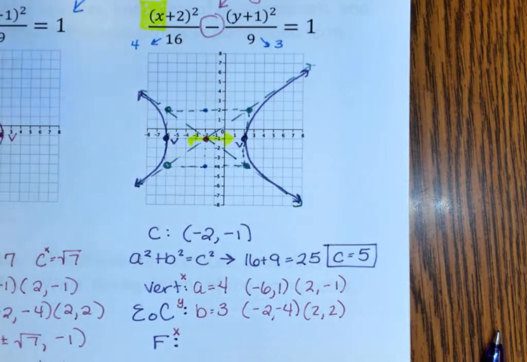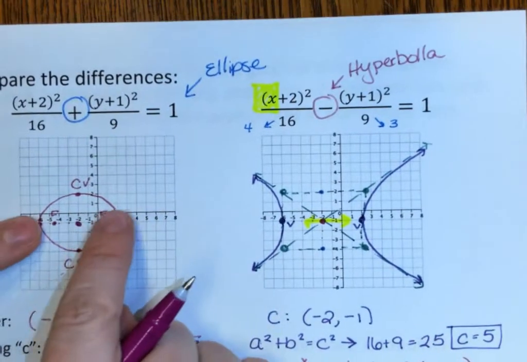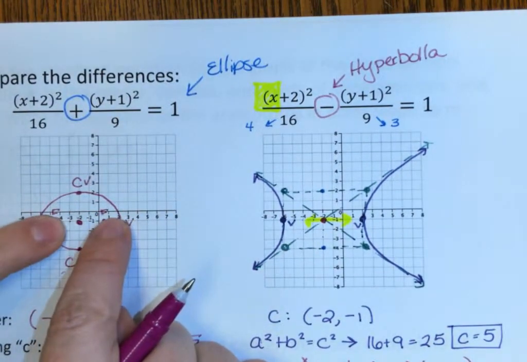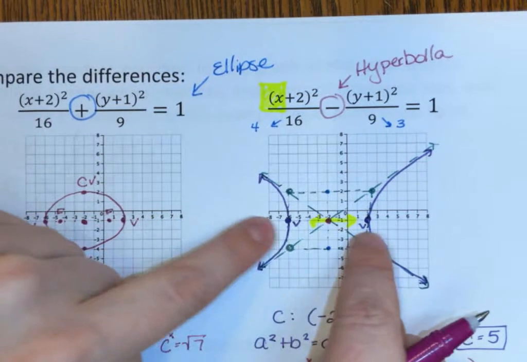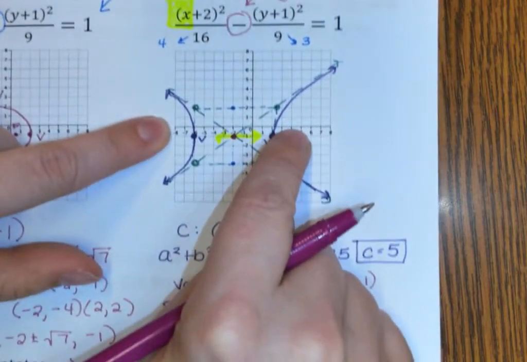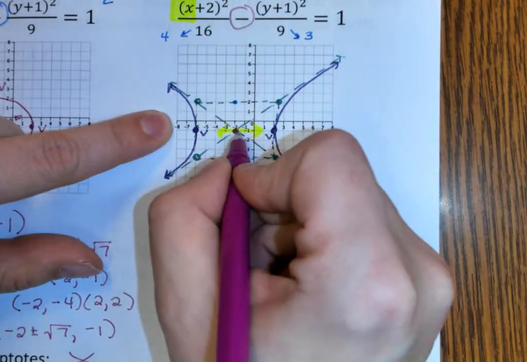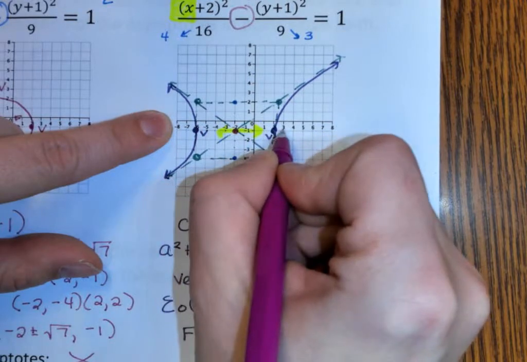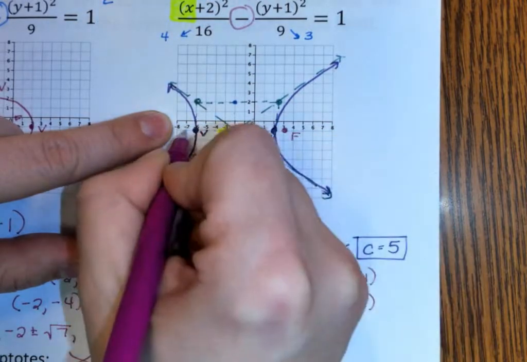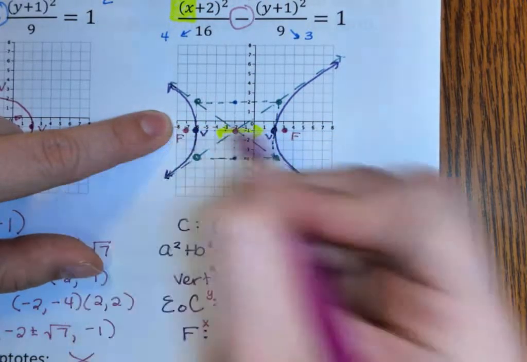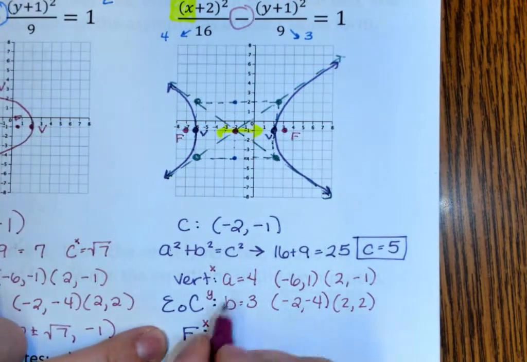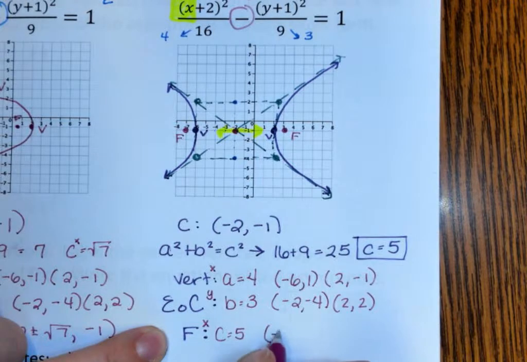Are the foci going to be the same too? Correct, they are not. Because on the ellipse, the foci are inside. On the hyperbola, they're outside. So for my foci, I'm going to go 1, 2, 3, 4, 5, and 5 this way. There are my foci. So I'm going to add and subtract 5 to the x coordinate.